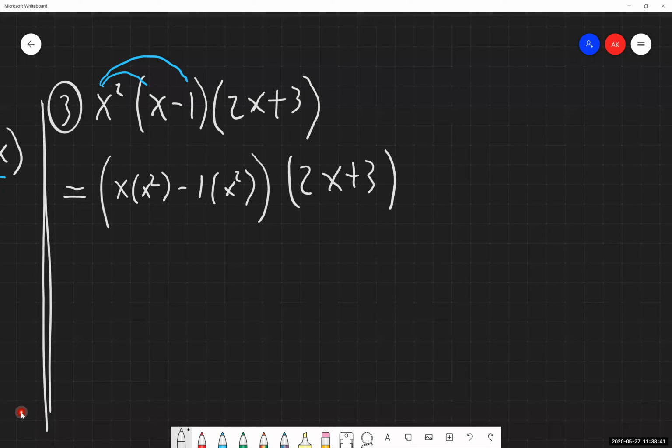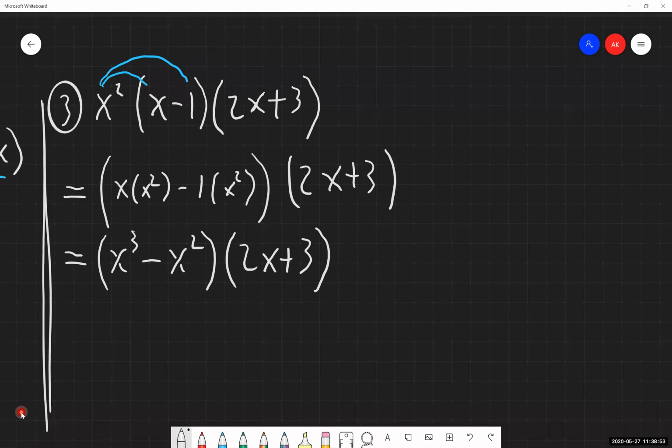Looking at that first set of parentheses, I have x times x squared. That's going to give me x cubed. And 1 times x squared is just going to give me x squared. Nothing is happening to the 2x plus 3 for now, so we can leave it as it is. But I've just worked with multiplying the first 2 polynomials together, and now I have that answer. Great. Now I need to multiply these 2 polynomials together.